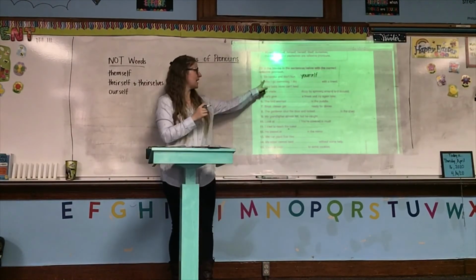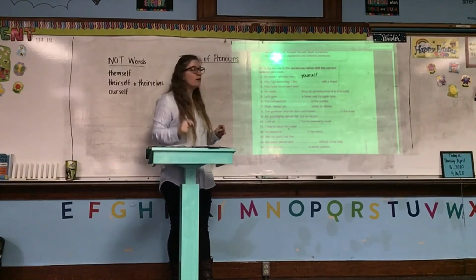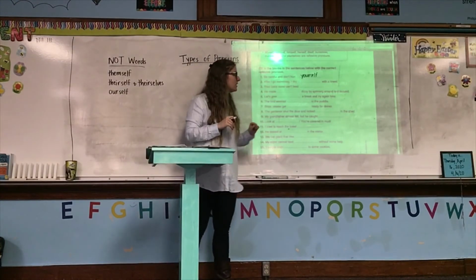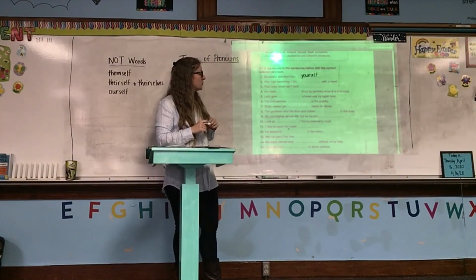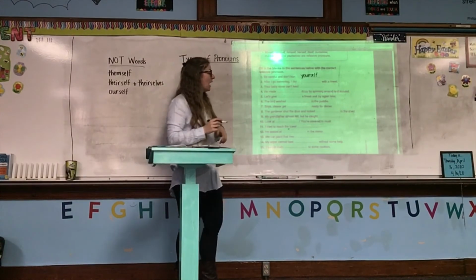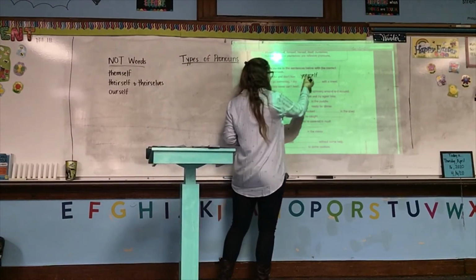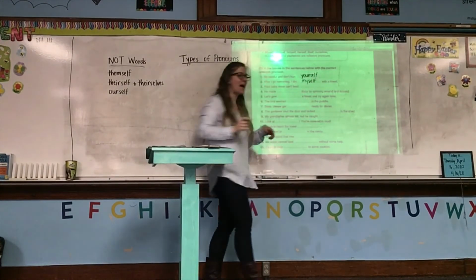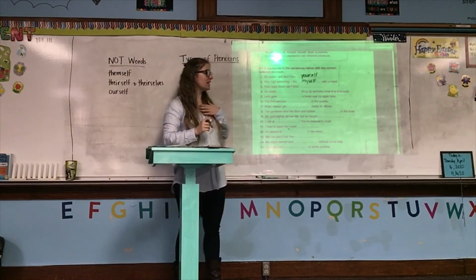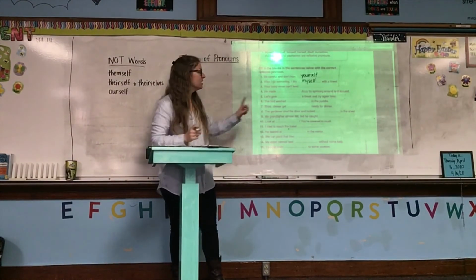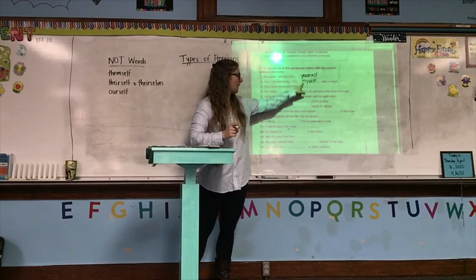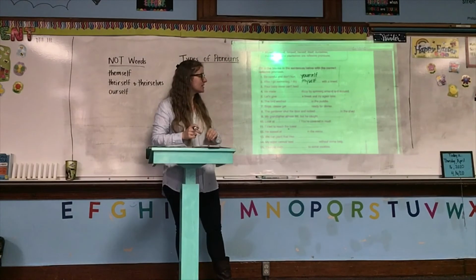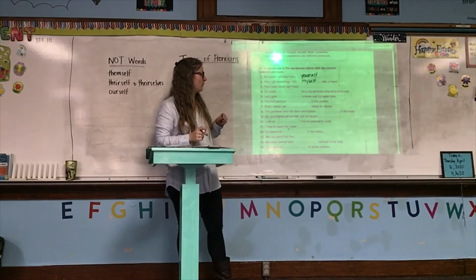We know whoever is saying this is saying it to you. You are the one who could potentially hurt yourself. So that's why you would use yourself. Number 2, after I go swimming, I dry myself with a towel. I am doing the action to me, so I need to say I dry myself with a towel. I would not say I dry me with a towel. I would say I dry myself with a towel.